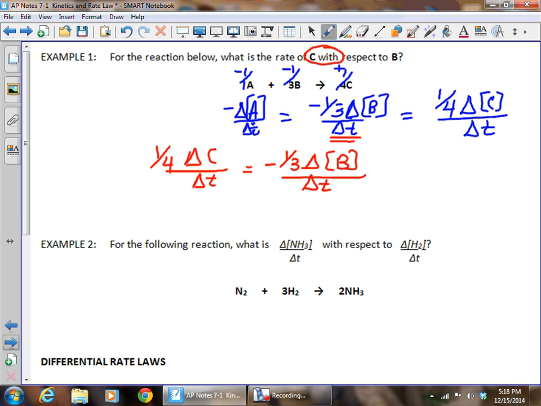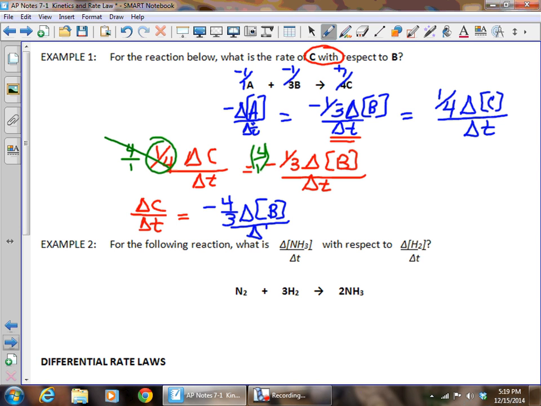And now we're simply going to solve for C. It wants the rate of change in C. So how do we solve for C? If we've got the rate of change in C is equal to, and in order to get rid of this 1/4, what are we going to do? We're going to multiply both sides by 4 over 1, right? Which is going to cancel or reduce that side to 1. If we multiply this side by 4 over 1, then we end up with the rate of change of C being equal to negative 4/3 the rate of change of B. And that's our answer.